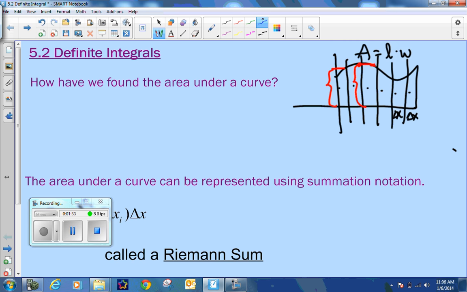We also did a midpoint. Let's say we want to use the midpoint here. That's not really the midpoint, but anyway. And we said, okay, let's find the height of that. We didn't do all three. We did one or the other. So once we did that, we said the area is length times width, and we said, let's find the area of all the rectangles.